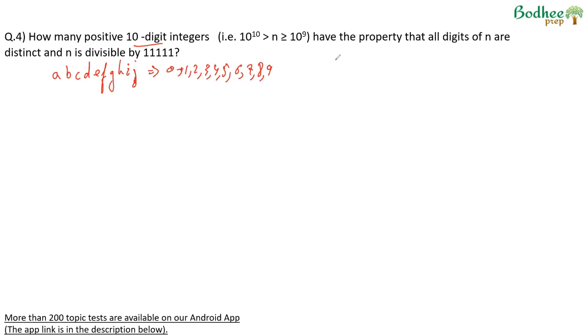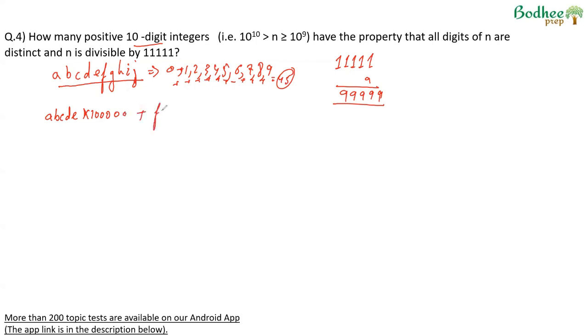Now this number has to be divisible by 11111. Also, we can see that the sum of digits will be 45, which means this number is also divisible by 9. And therefore, this number has to be divisible by 99999. This is what I'm working with. Now, this number can be written as ABCDE followed by 5 zeros, that is into 10 raised to power 5, plus FGHIJ.